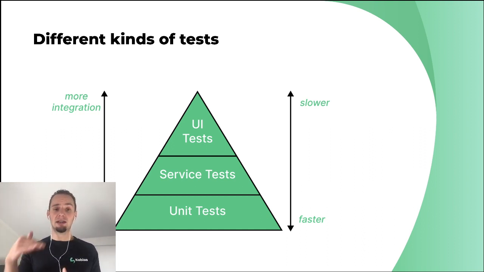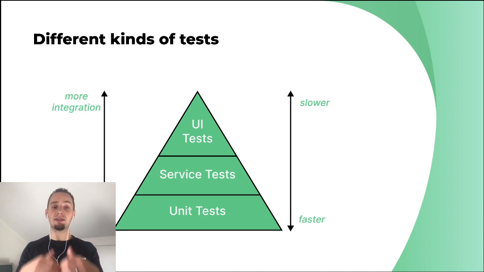And the next layer in the pyramid is the service test layer. And the service test is basically a test that tests a couple of units in your system together. And you might think about something like a service class that, for example, makes an API call to an external system and then saves the results in a database and then returns something. And this is an example of a service test. You combine a couple of units and you test them integrated together.